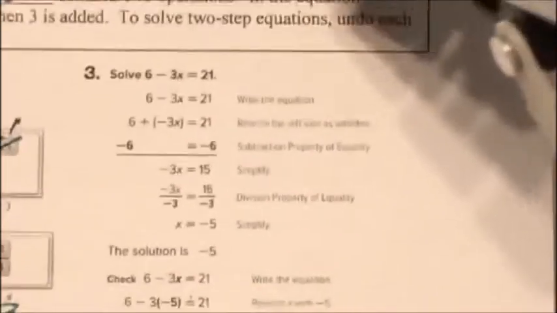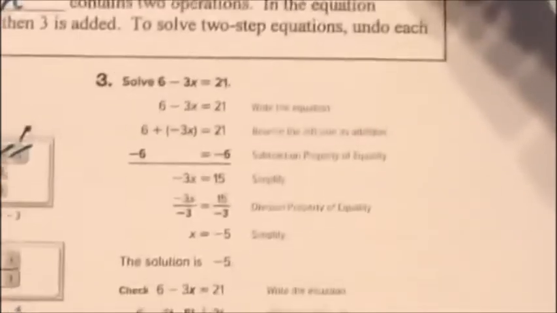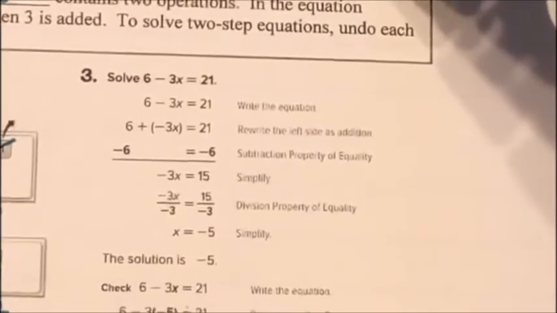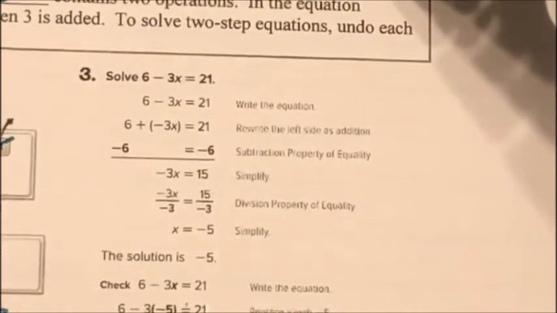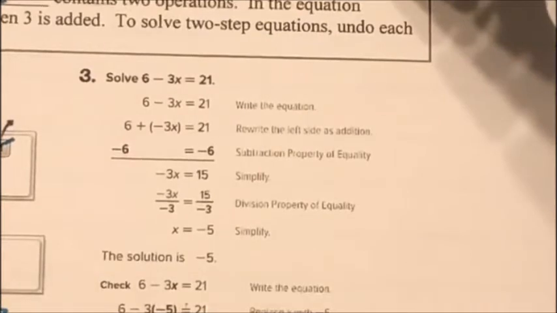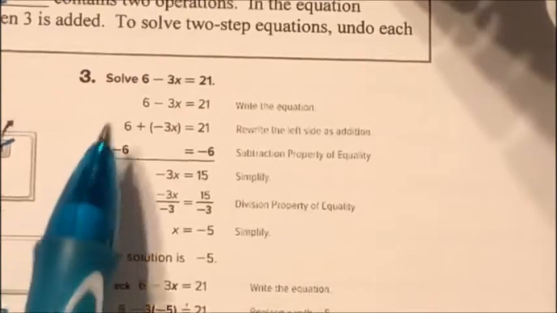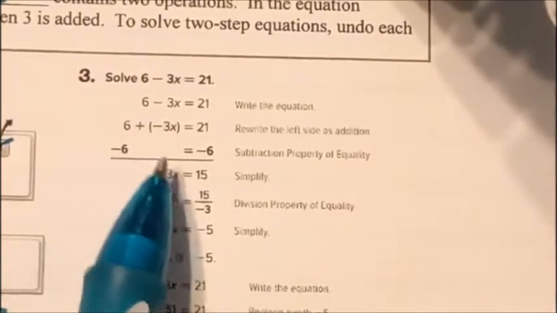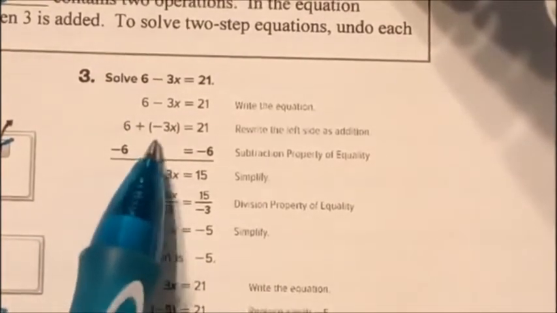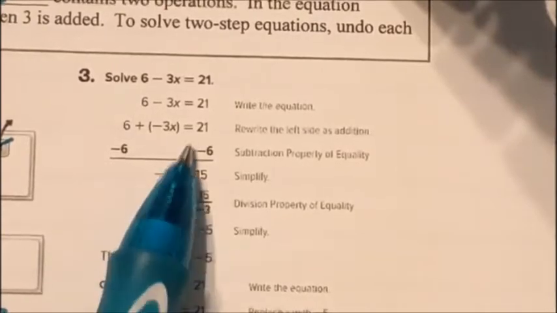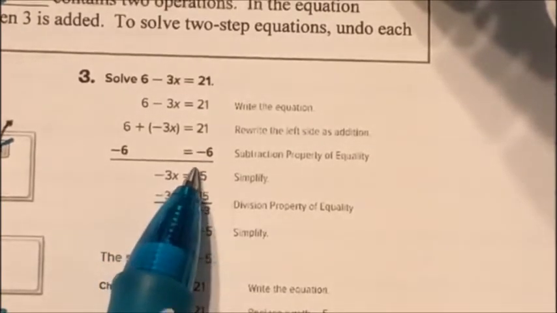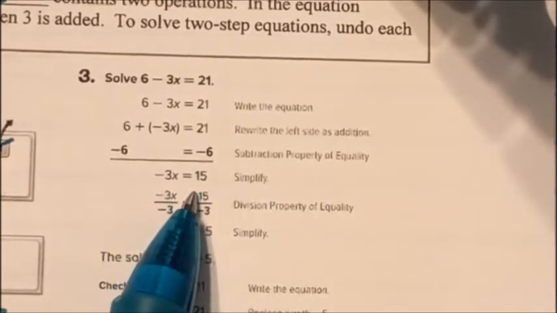All right, let's look at problem number 3. Problem number 3 says, solve 6 minus 3x equals 21. Again, I have the 6 and the 3x on the one side with the x. I want to get rid of the 6 first. So I subtract 6 from both sides. 6 minus 6 cancels, gives me 0. I'm left with negative 3x, and 21 minus 6 gives me 15.